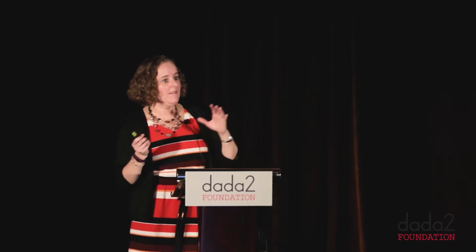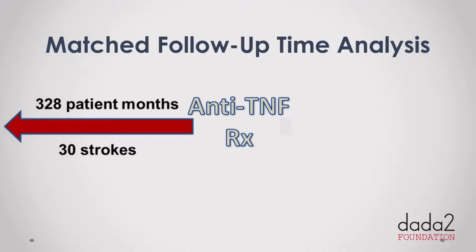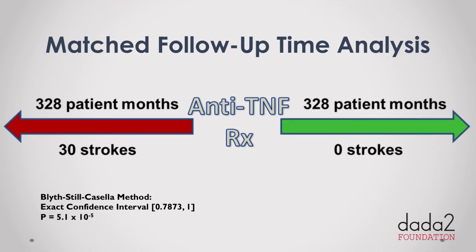However, for those of you who may say, well, we tipped the scales in our favor, we also, to verify this, did a matched follow-up time analysis, where we took the time going forth with the anti-TNF agents and also applied it retrospectively. So prior to anti-TNF treatment, we had 328 patient months, and during that time, there were 30 strokes. And then going forward, 328 patient months, we saw zero. Once again, very strongly significant.